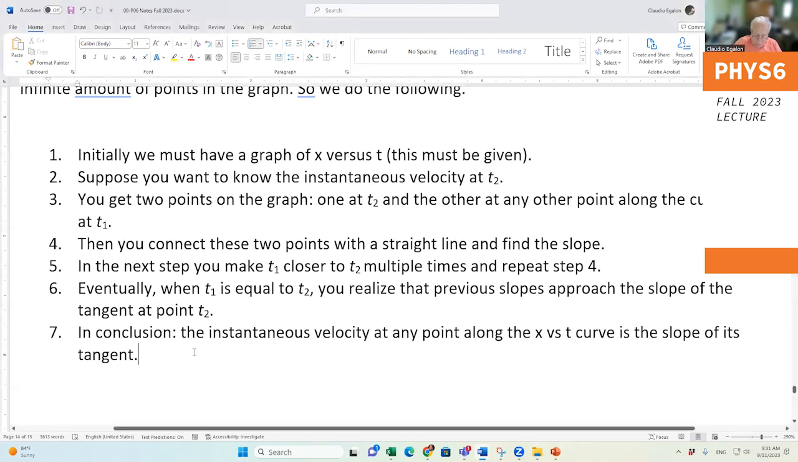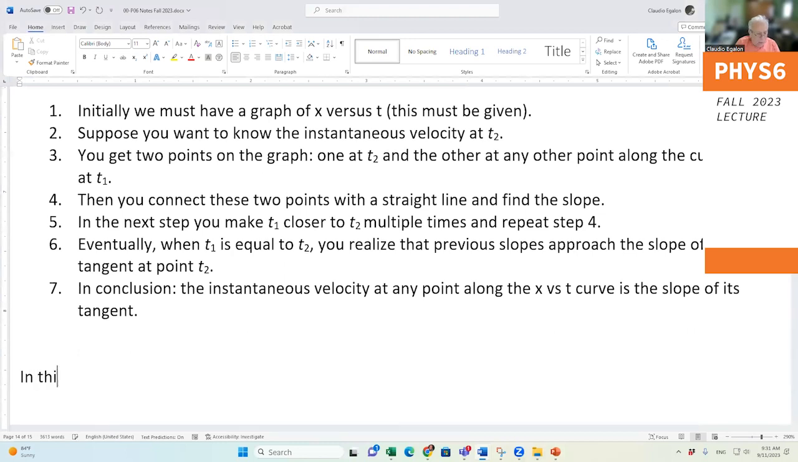Here in this course, we are going to study different types of motion.